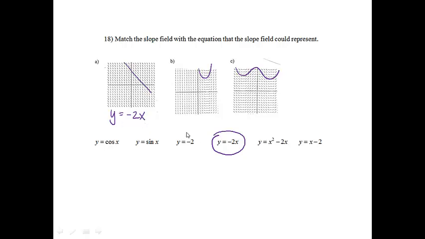All right, and then the next one, this one is a parabola, and I know the equation of a parabola is something with an x squared in it. So this one is going to be y equals x squared minus 2x. And then this one, I notice it looks like the cosine curve, and so I'm just going to match it with the cosine curve. So you're just looking at the shape, and it's a direct match with the shape.